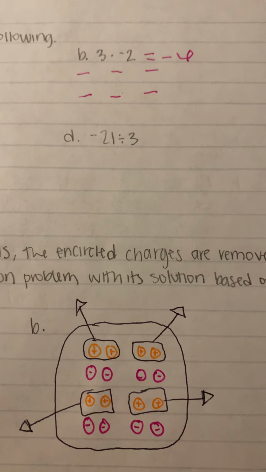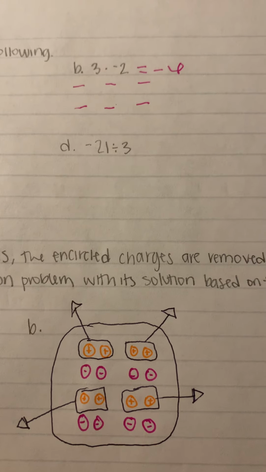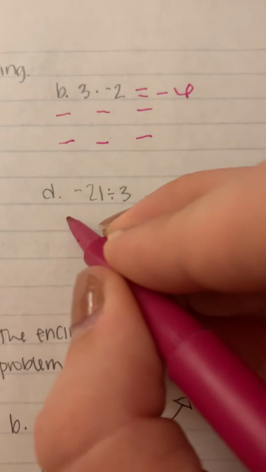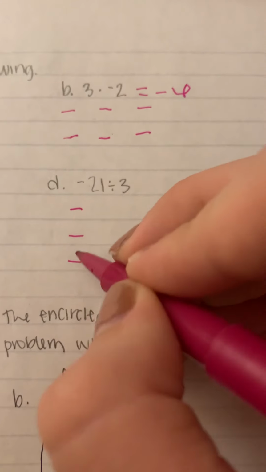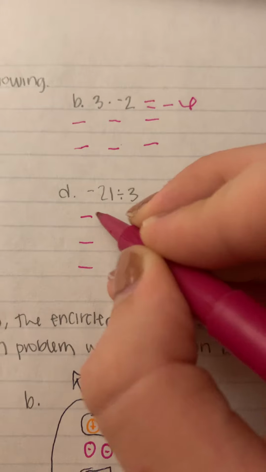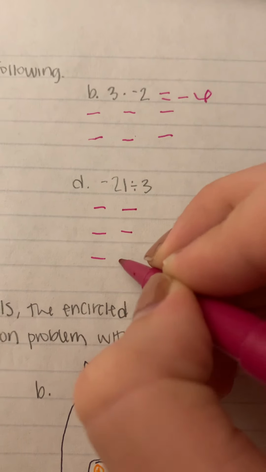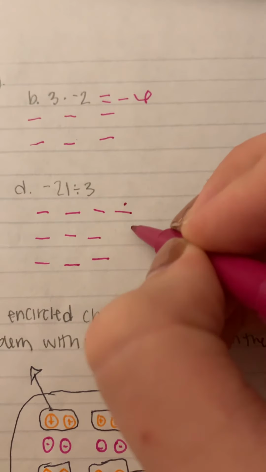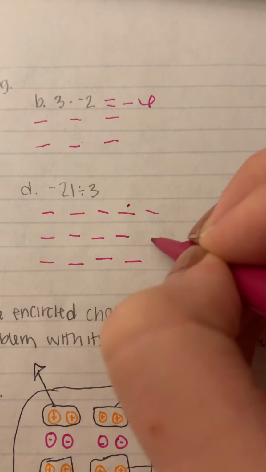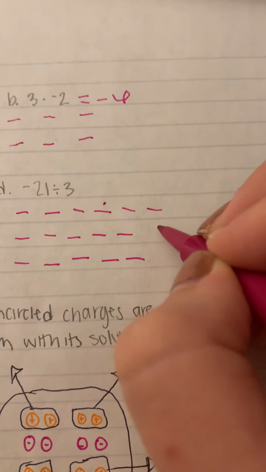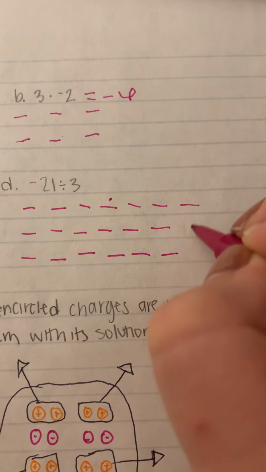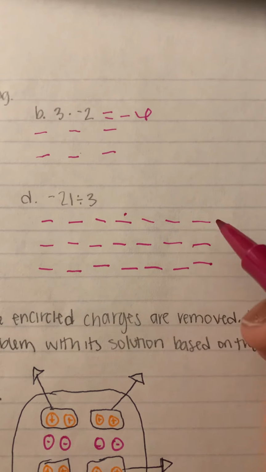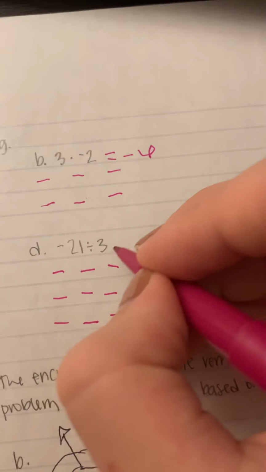Then pretty much the same thing in this case. Here we'll have a -21 and 3 groups. So I right away put 3 groups out here. So here we have 9, 10, 11, 12, 13, 14, 15, 16, 17, 18, 19, 20, and 21. Okay. 1, 2, 3, 4, 5, 6, 7. So there's 3 groups of -7.